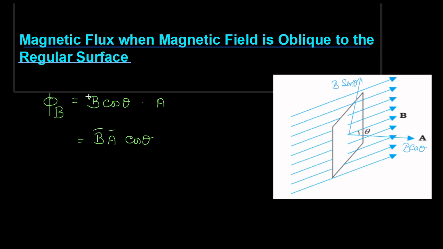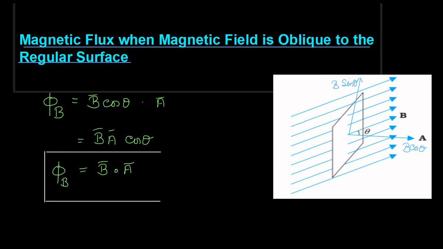Since B and A are vector quantities, phi B can be written as B dot A. It is the dot product of magnetic field and area vector A. Phi B is the magnetic flux, which is a scalar quantity.